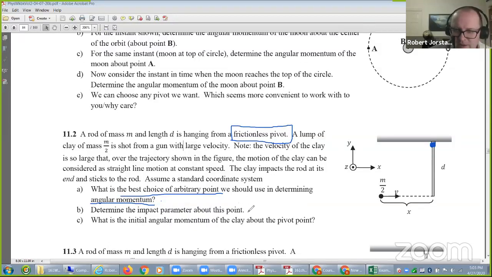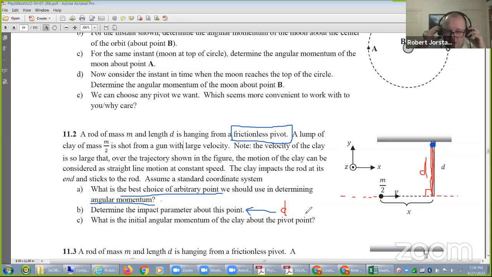Okay, now I need the impact parameter. Try and remember what that is. I'll give you a second to think. What is the impact parameter? All right. Hopefully you saw it. This distance is d. Notice that is perpendicular to the line of motion. So it's not line of action anymore. This is the line of motion. So the impact parameter is d.